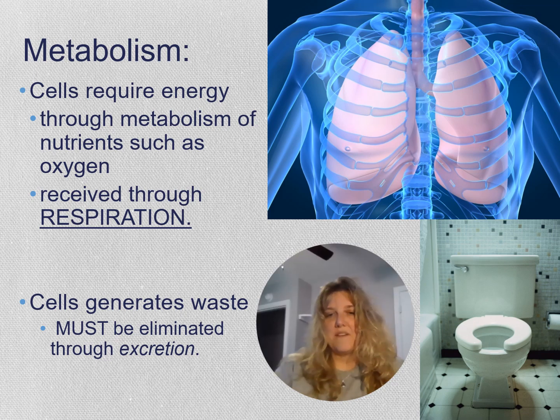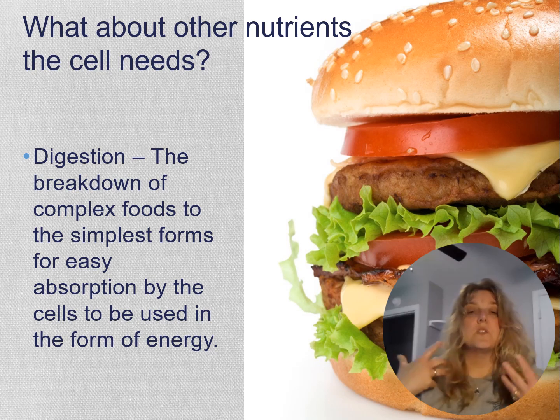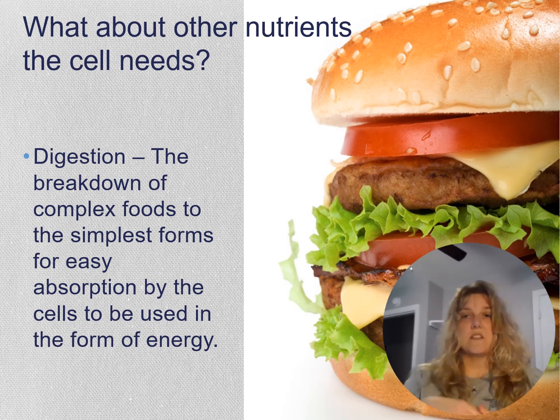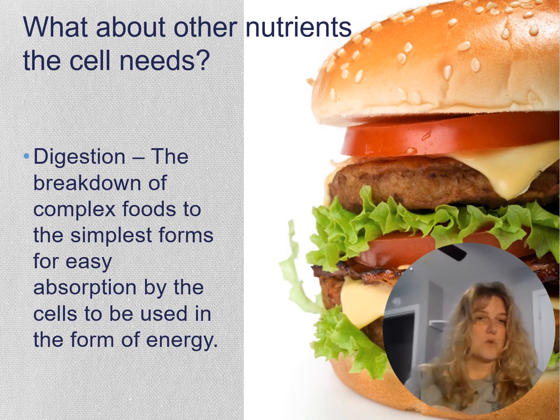And that's why I have the picture of the toilet here, because every time your cells are doing their daily activities, they're going to generate their waste products, and it has to be eliminated through excretion out of the cell. So when it comes to the other nutrients that our cell needs, this is through digestion, and we are breaking down very complex foods into the simplest forms that are easy for absorption so that our cells can use them in the form of energy.